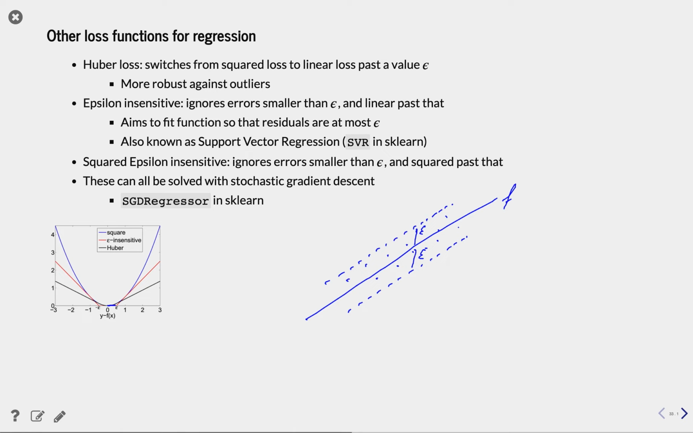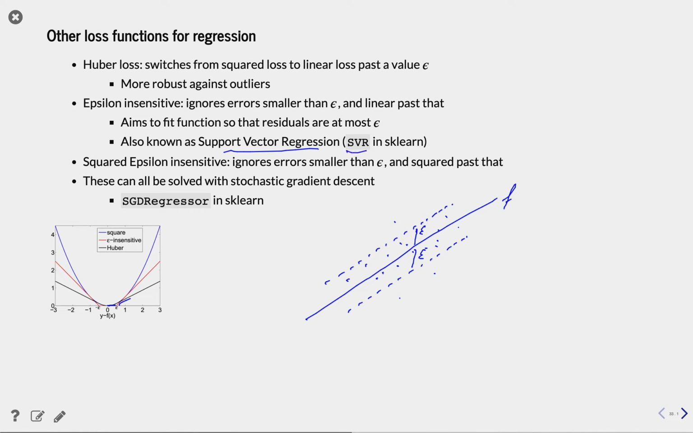Right? So if a point is within this boundary, there will be 0 penalty, and only when it's outside this boundary, it will get some penalty. Okay. This is also known as support vector regression. Right? It's the same idea of having a margin in which there's no error, and outside there is a large error. So if you want to try this, it's called support vector regression. It's in scikit-learn.